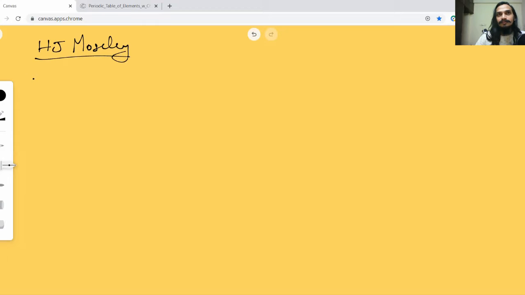So he said that this unique X-ray spectrum comes from the nucleus, and the nucleus is the place that holds the protons. His conclusion was that it is not simply the atomic weight, but more the number of protons that defines this periodicity. The number of protons is nothing but the atomic number. The atomic number of an atom is simply the number of protons in the nucleus of that atom.